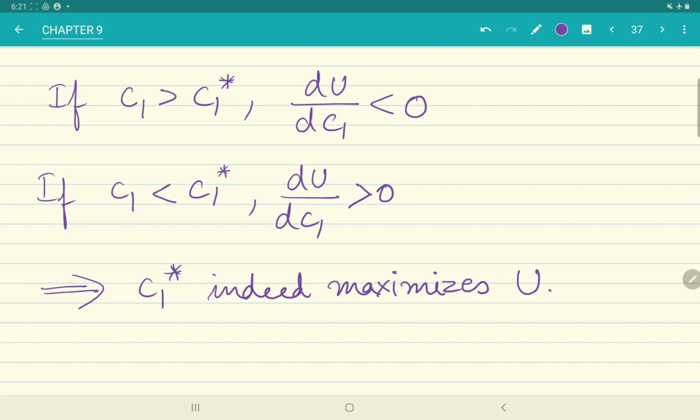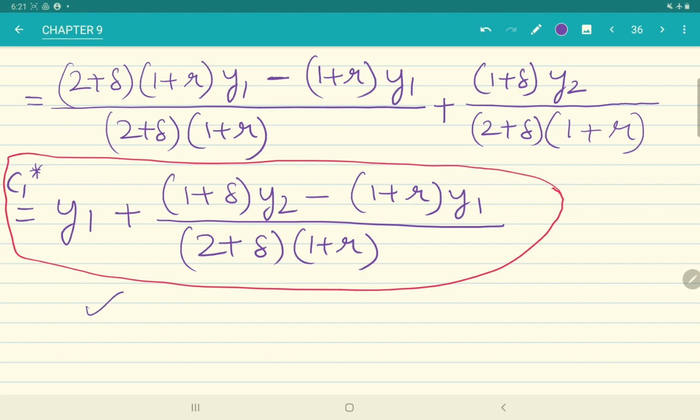Alright, so we get that optimal C1 star. From this optimal C1 star, we can easily get to the optimal C2 star. But the point is, the question was that we wanted to find out the optimal borrowing or saving plan. That was our question in the first place. So we have still not got there. We still don't know about the optimal borrowing or saving plan. For that, we have to take help from this expression.